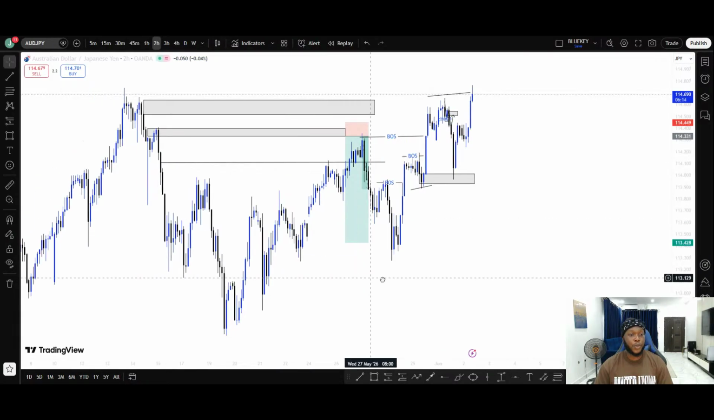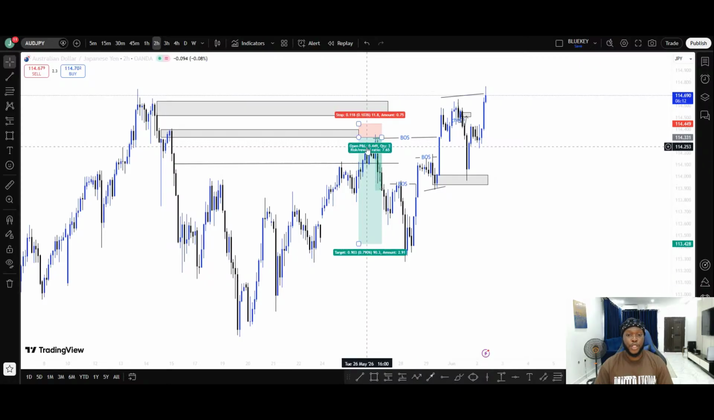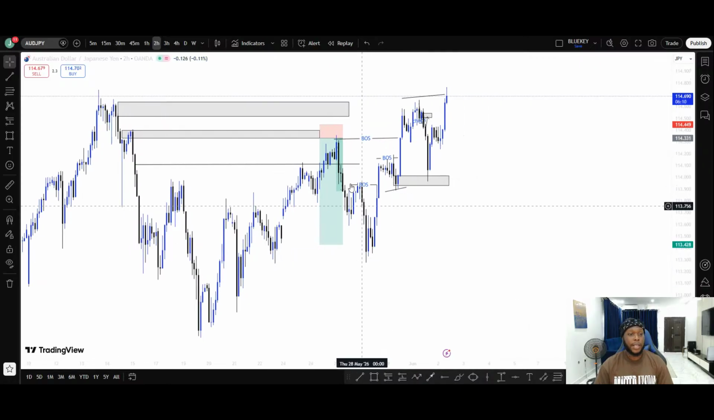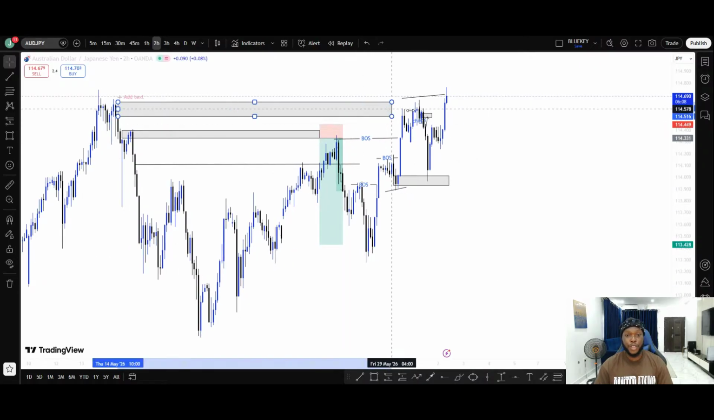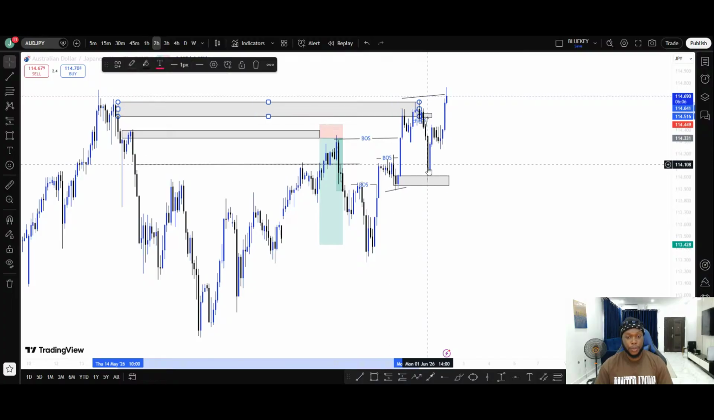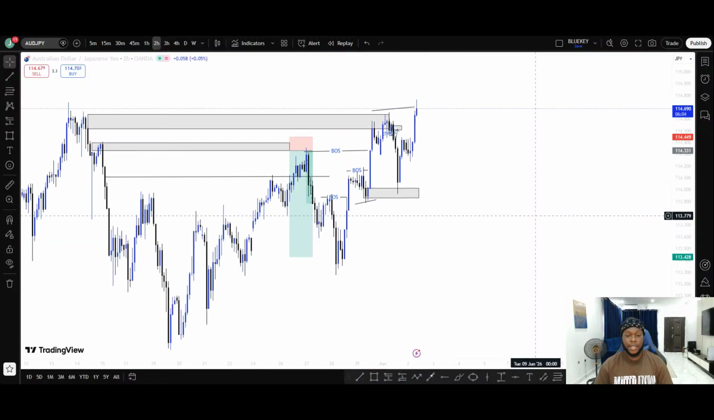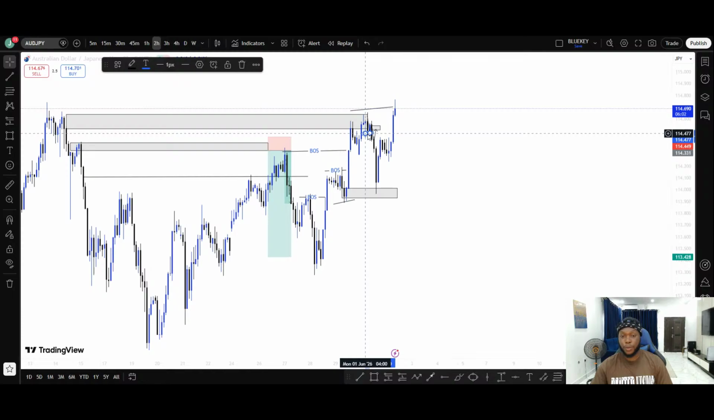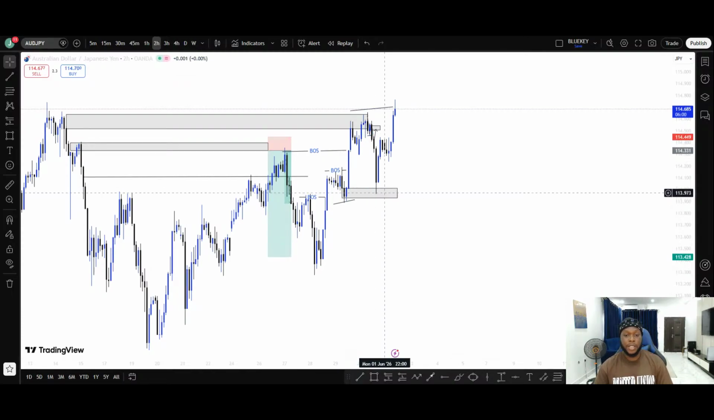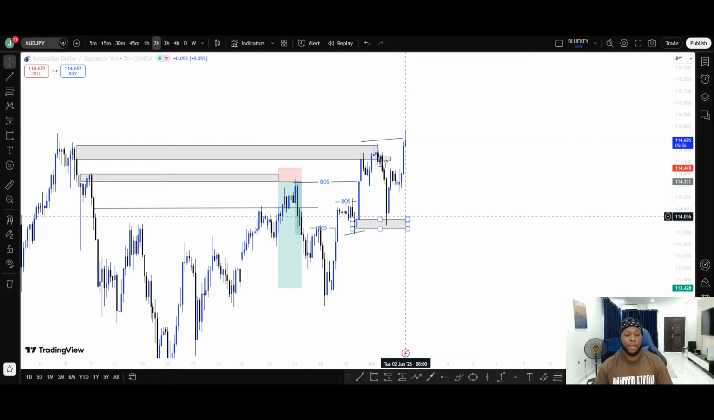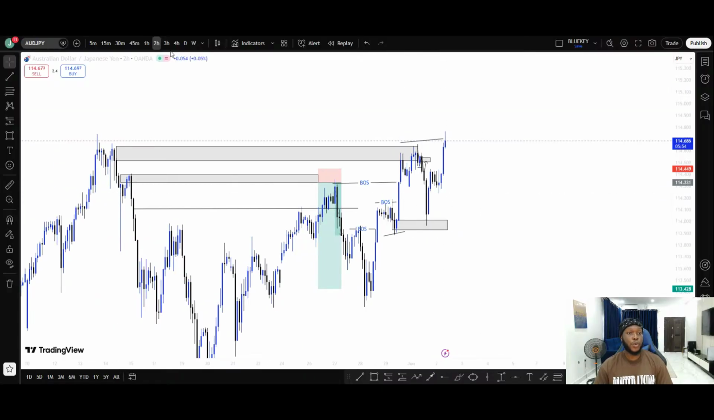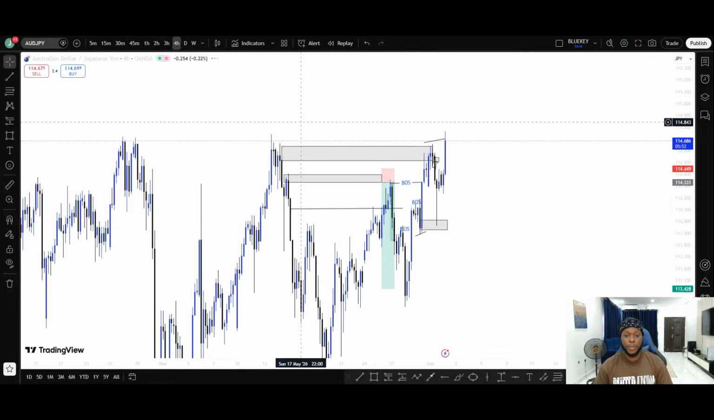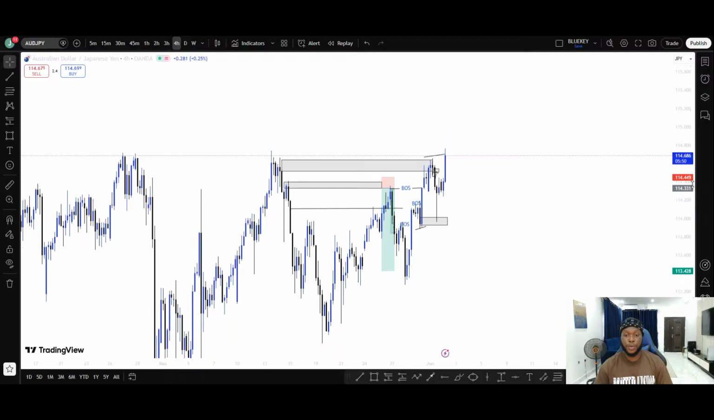This was the first zone for AUD JPY. It sold. This was the second zone for AUD JPY. It sold. Now, yesterday during my one-on-one session with my students, we did this as well, this buy here. And currently, this is where we are. The market has moved out. So, in continuation, let us see what the market is going to be doing next.